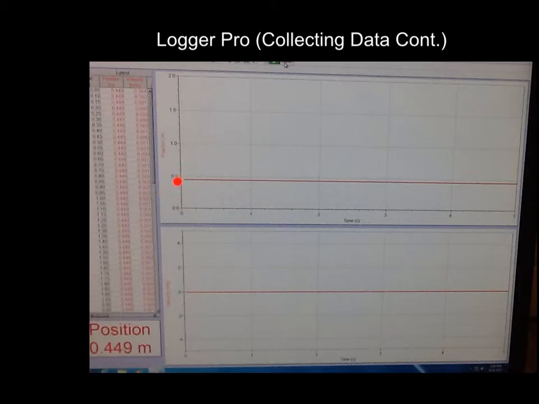It says that my position, and I was actually standing in front of the sensor when I collected the data, is about half a meter away from the sensor. Truth be told, I actually wasn't. And I'm going to show you how you can correct this issue in my next picture.